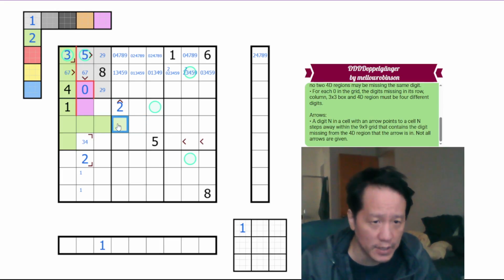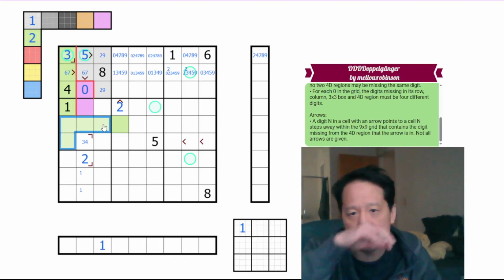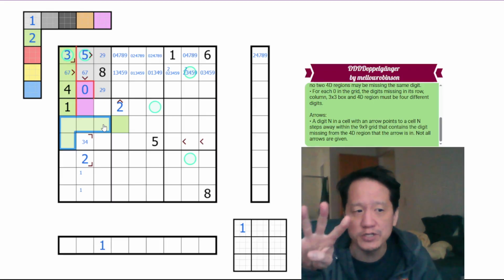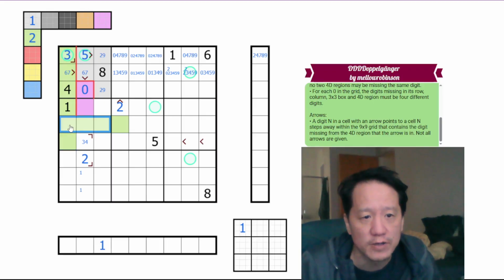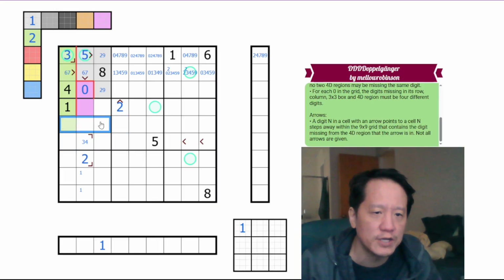If 0 is there, this has to contain a 5, but then it would have to have a circle with it to match the number of cells in the 4D region and in the box, right? This is 1, 2, 3, 4, 5 green cells. So that doesn't work. Therefore, we've proven this can never be green. So green has to always go this way.